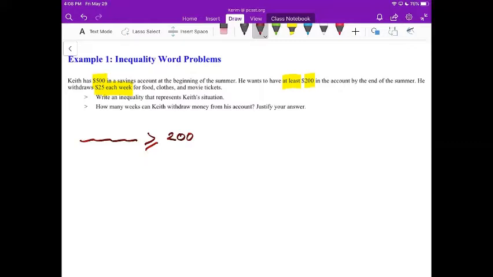So right now, I need to set a variable first. It says each week, and I don't know how many weeks we have. So let's say W is the number of weeks that we have.